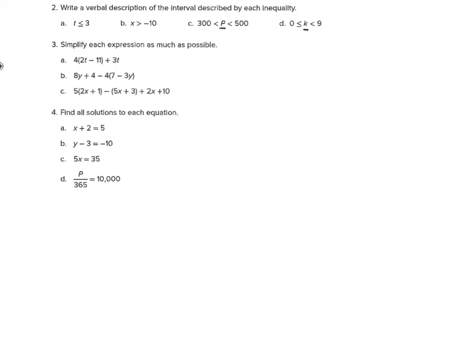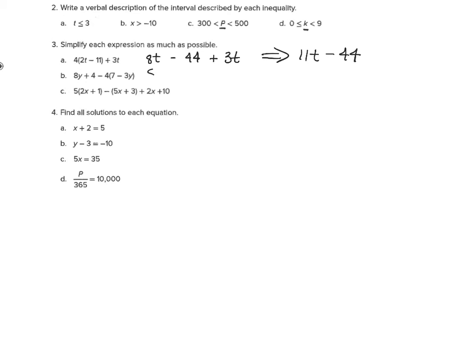So let's distribute that 4. So that gives us 8t minus 44 plus 3t. Now, combining the like terms, 8t plus 3t is 11t. So we have 11t minus 44.